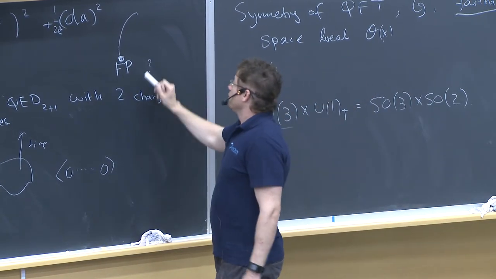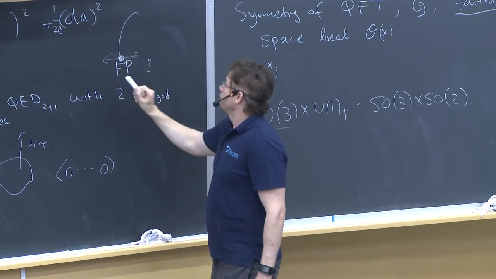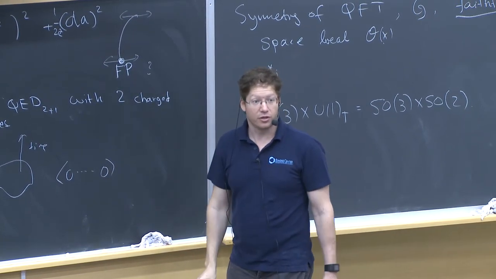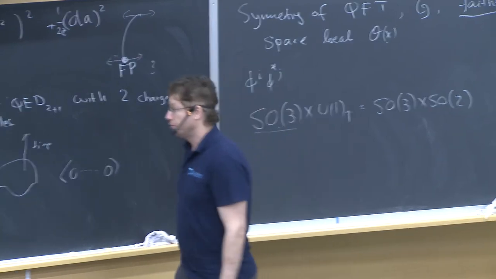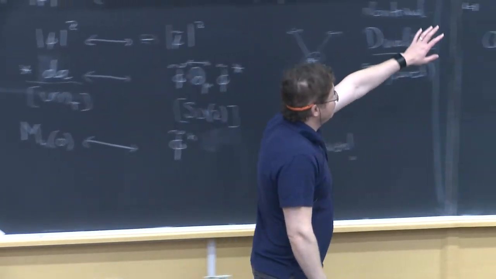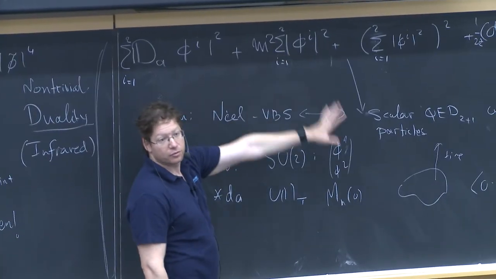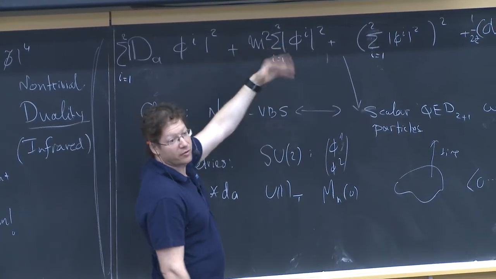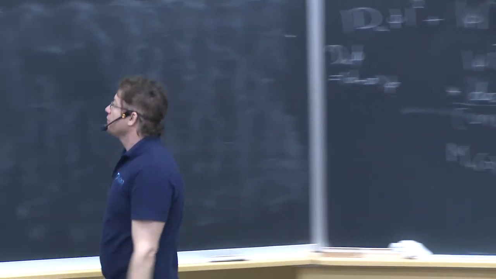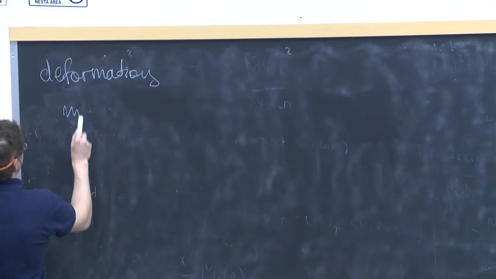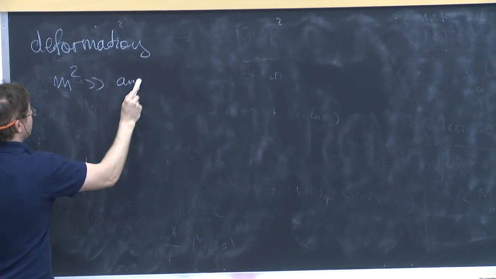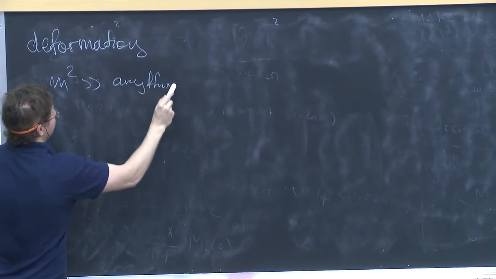And now I would like to explore deformations of the fixed point, which correspond to deformations of the ultraviolet theory by the usual dictionary of Wilson. So if we tune the mass, we flow to some fixed point. Now let's see what happens as we vary the mass. We're doing the usual semi-classical computations, where we take m squared to be very, very large and positive, so much bigger than anything, so that we can do a semi-classical analysis.